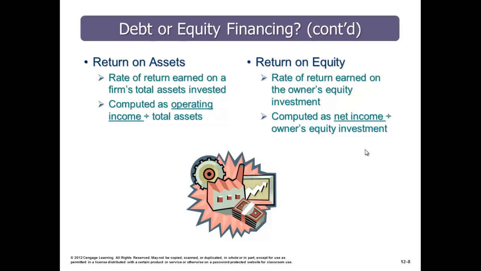First of all, you have to understand these two definitions. The return on assets for any company is computed as the operating income divided by the total assets. Remember that; this definition will probably pop up on an exam too. Return on equity is computed as net income divided by the owner's equity investment. When I'm looking at debt or equity, I'm looking at my return on assets and my return on equity. Return on assets gives me an indication of how I'm utilizing my assets, and return on equity gives me an indication of the quality of my investment in my company.